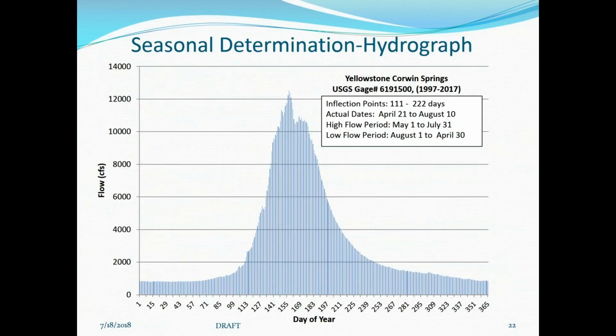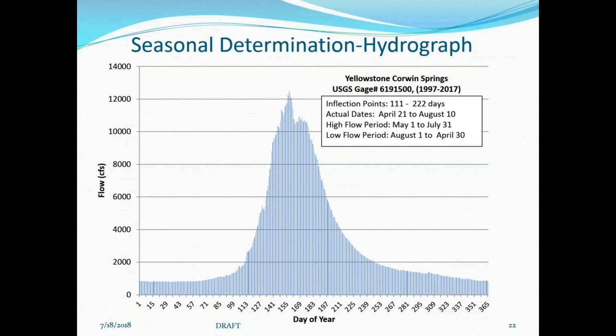Okay, so this is an example of the hydrograph for segment 1 at Corin Springs. And what we did is you take the average of your data, so the average of all January 1st. So this is a 20-year average of all January 1st throughout the 20 years, and then so forth.